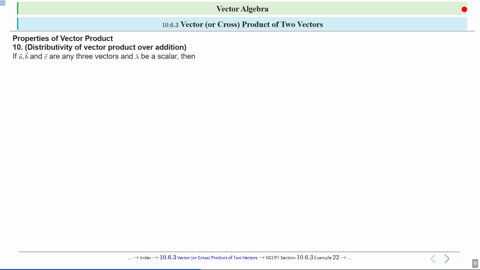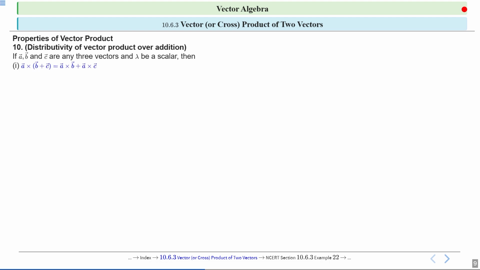Suppose we have three vectors, A vector, B vector, and C vector, and a scalar value lambda. This property applies to any vectors and any scalar, so it's very general. We will see how the cross product distributes over addition and how it behaves with scalar multiplication.